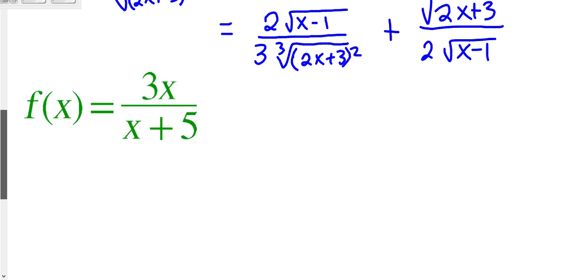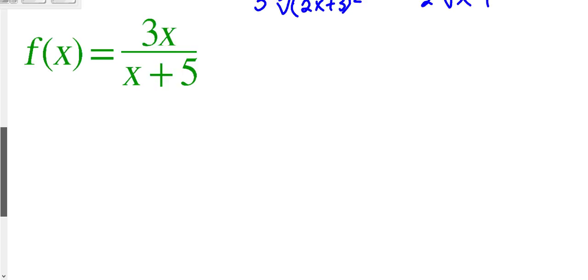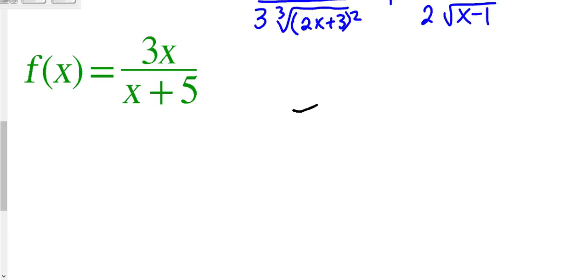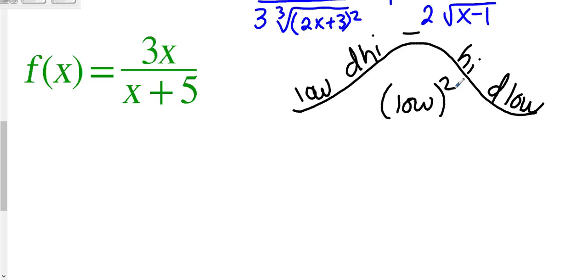Now let's do a quotient rule. Remember, the quotient rule is low d high minus high d low, low d high minus high d low, all over low squared. Okay, so when we solve this problem, we need to write all of those steps. This is low, this is high.